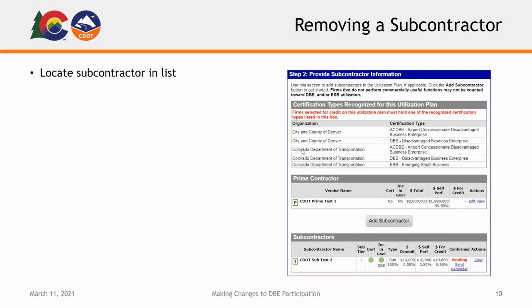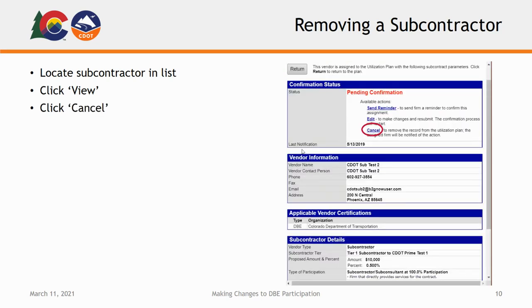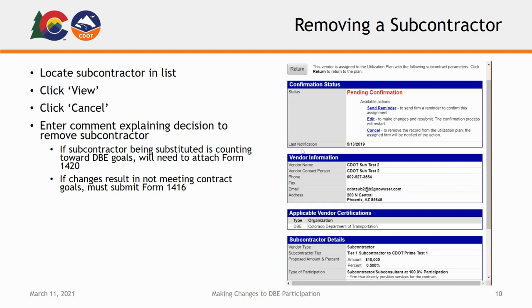In order to remove a subcontractor from your utilization plan entirely, first locate the subcontractor in the subcontractor list. Click the View link to the right of the subcontractor name, where you will be taken to the next screen where you will select Cancel to remove the subcontractor from the utilization plan. Enter the information relating to the removal of the subcontractor from the UP, including a brief comment explaining the decision. If the subcontractor you're removing from the utilization plan is a subcontractor counting towards your DBE goal, you will need to attach a completed Form 1420, the DBE Plan Modification form, in the Documents section.